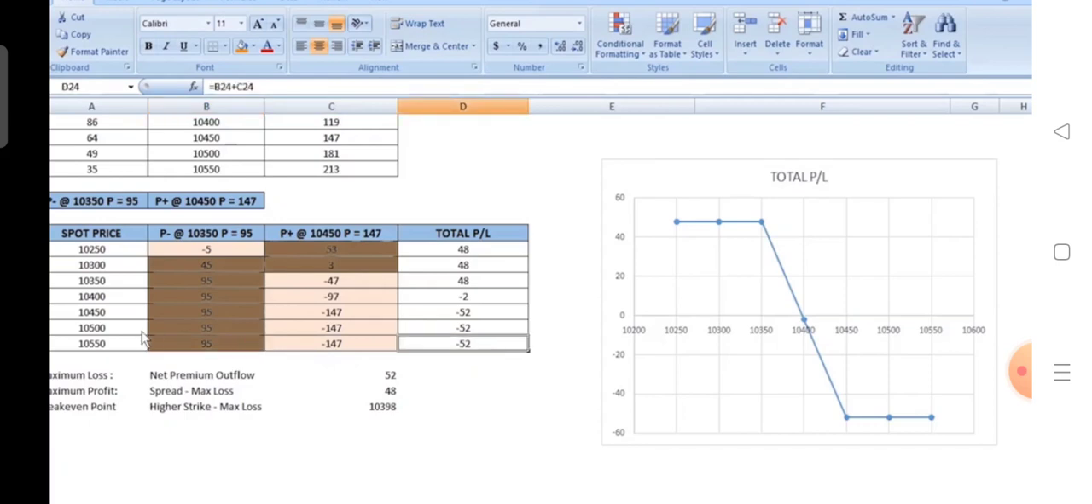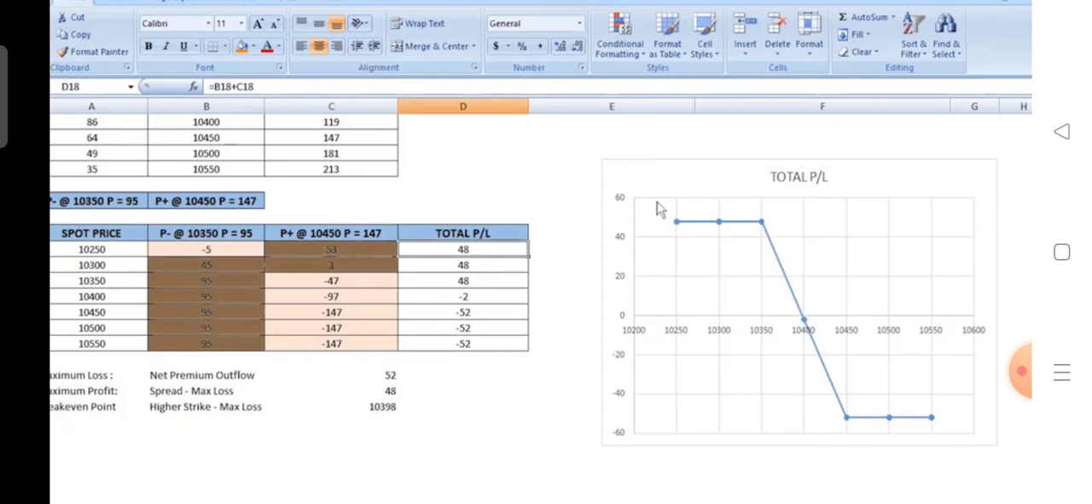Now if the price falls from 10,360 to 10,250 on expiry, what happens? The 10,350 put option gets exercised, and the loss arising from this particular option leg would be 5 rupees. Simultaneously the 10,450 put option also gets exercised, so the profit earned from this option leg is 53 rupees, giving a total profit from the strategy of 48 rupees. 53 minus 5 is 48.